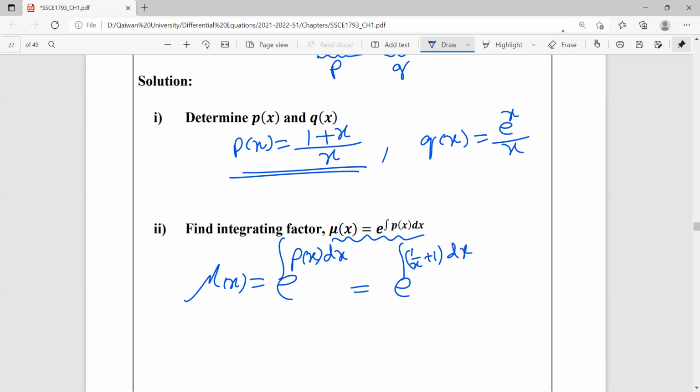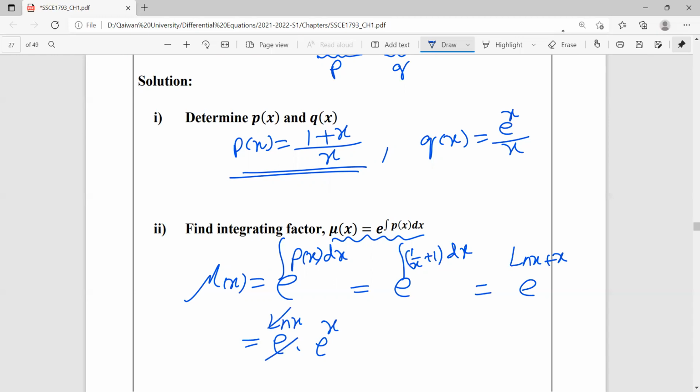What's the integration of 1 over x plus 1? It's ln x plus x. So e to the power ln x plus x. Now we can say it equals e to the power ln x times e to the power x. We can say that.